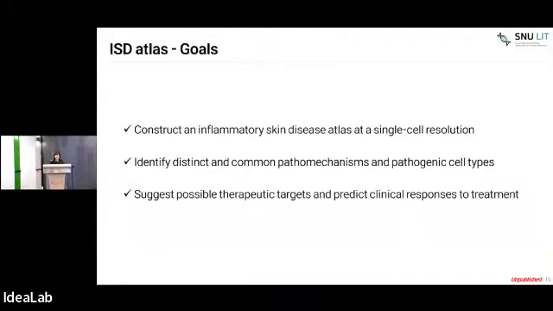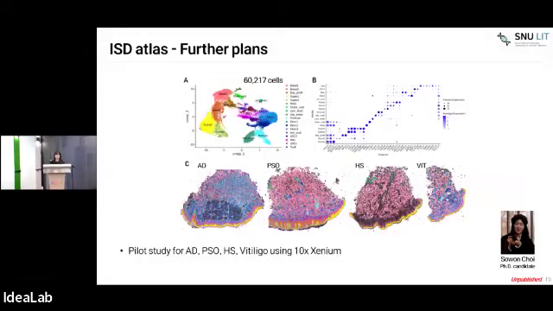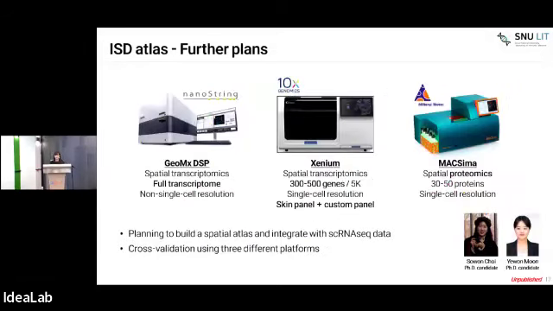And we aim to construct an inflammatory skin disease atlas at a single cell resolution and identify both distinct and common pathomechanisms and pathogenic cell types. In addition, we hope to suggest possible therapeutic targets and predict clinical responses to treatments. And we also have conducted a pilot study to generate some spatial data for these diseases using the 10x Xenium. Our plan is to build a spatial atlas to integrate with our single-cell data.